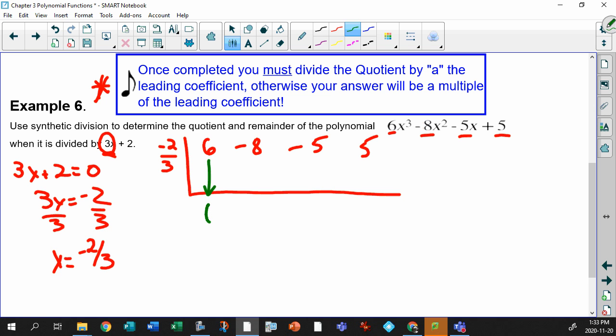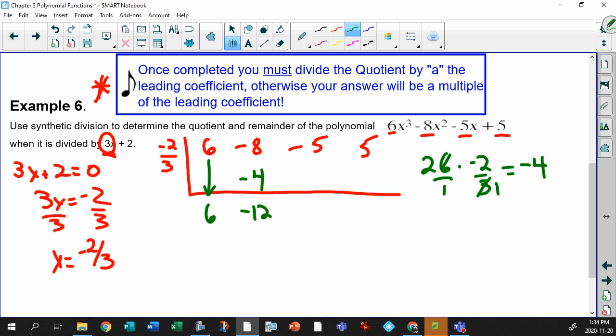Okay, 6 comes down. So 6 times the minus 2/3. Do it over here. Look, 6 times the minus 2/3. Now, if you know the cancellation law, it becomes easy. That goes in once, that goes in twice. You end up with minus 4. Okay, so if you put the minus 4, it goes right in here. Add that together. Now you got minus 12, right?